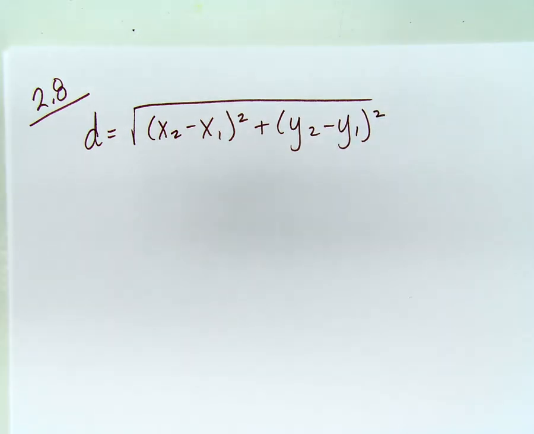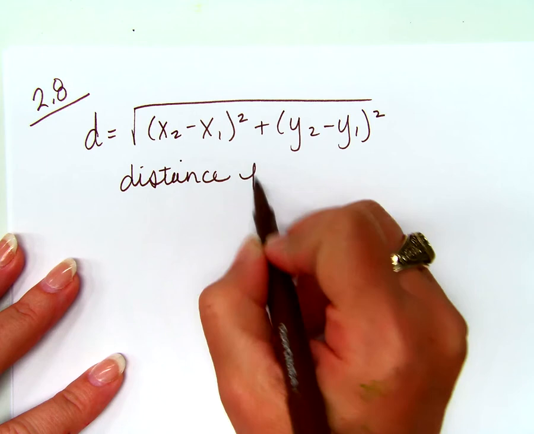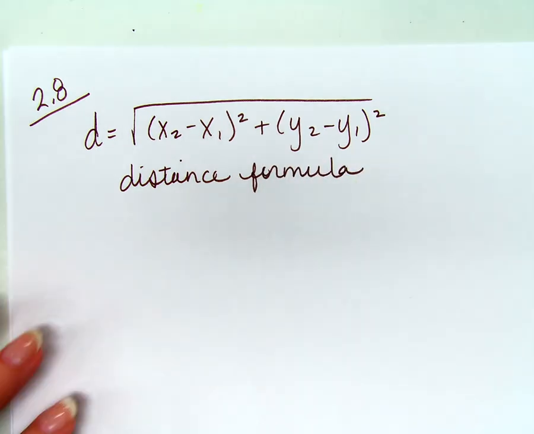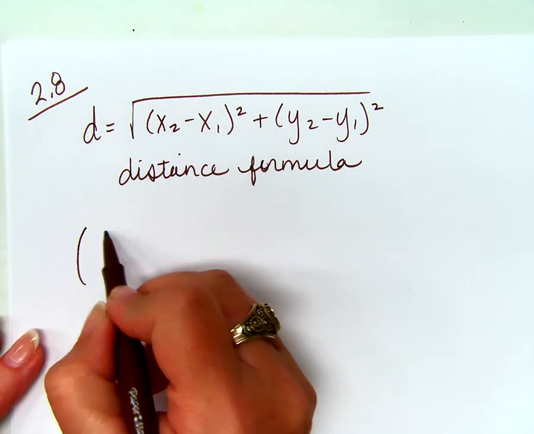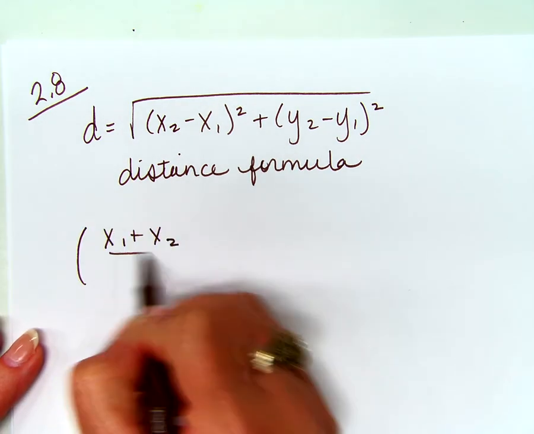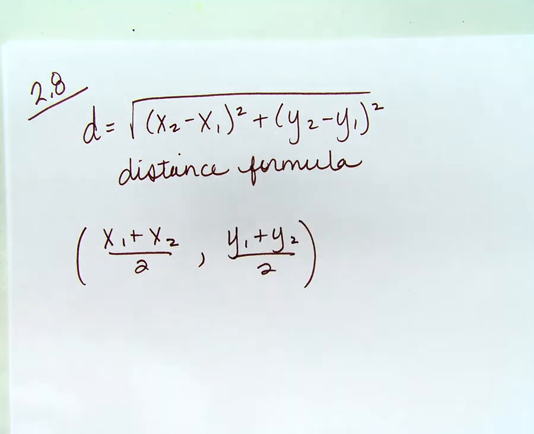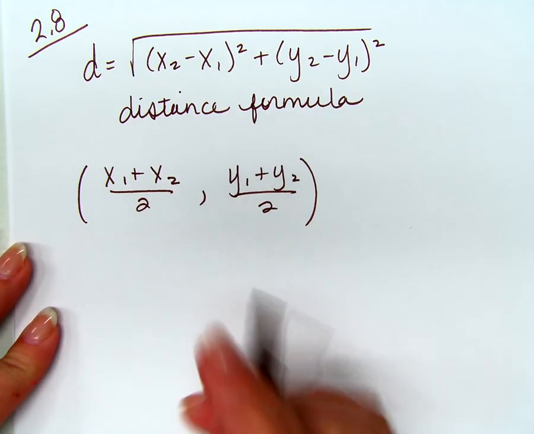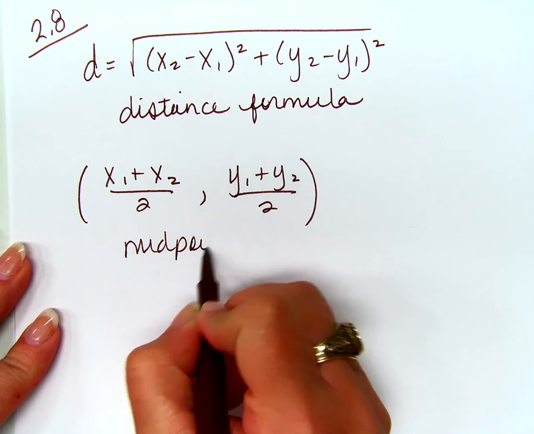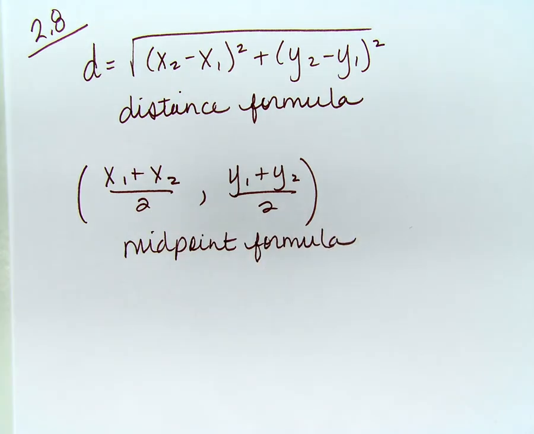You should have seen this before. So I'm glad you feel like you have seen it before. What is it? It's the distance formula. It is another formula. Yes, it is. Midpoint formula.